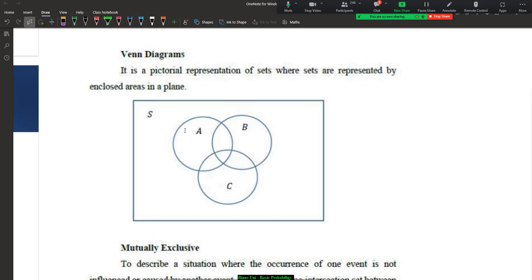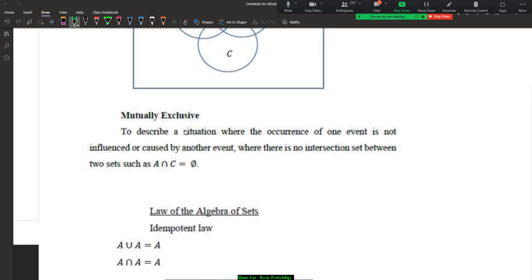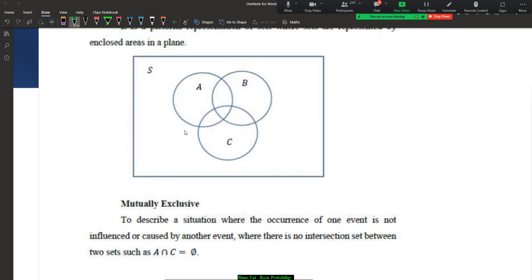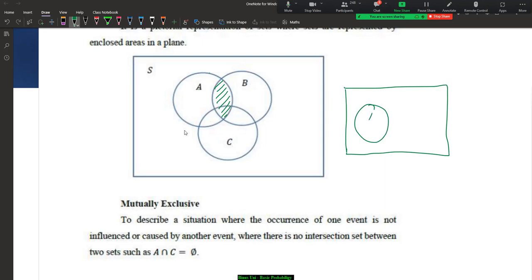So this is an example of a Venn diagram. A Venn diagram is a pictorial representation of sets, where sets are represented by enclosed areas of the plane. So say we have set A, set B, and set C. You can illustrate whether set A and set B have an intersection or not. Another term that we need to understand is mutually exclusive. Mutually exclusive events are events that have no intersection at all. Let's say set A and set B: if there is an intersection between set A and set B, these two events A and B are not mutually exclusive. If the events are mutually exclusive, there is no intersection between set A and set B. So A intersect B should be equal to the null set. This is what we call A and B being mutually exclusive events.